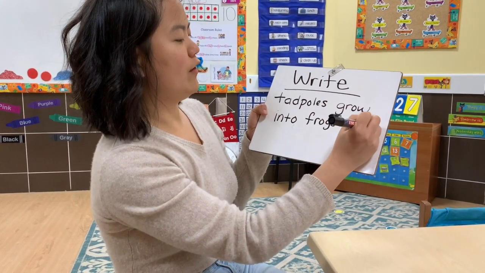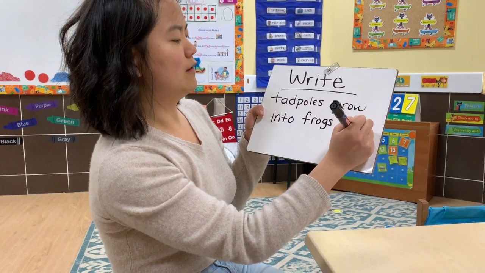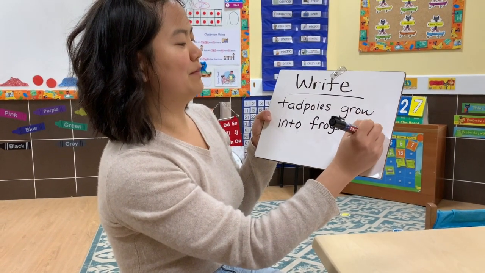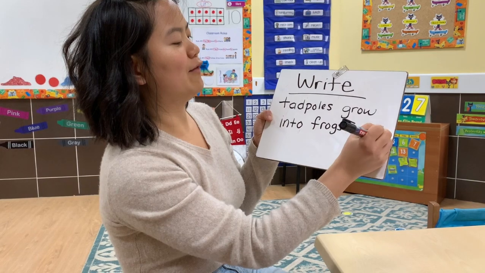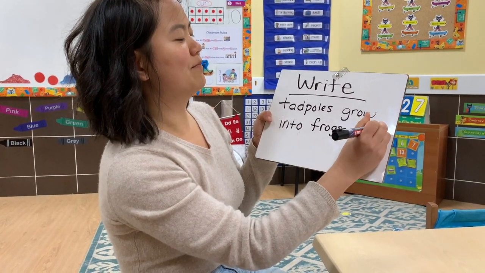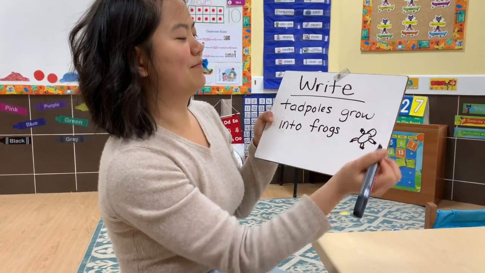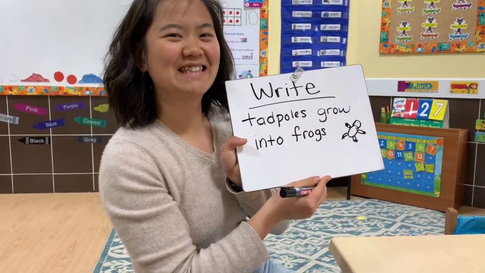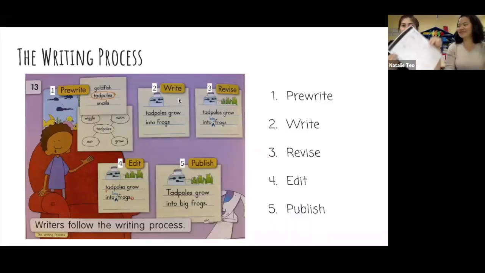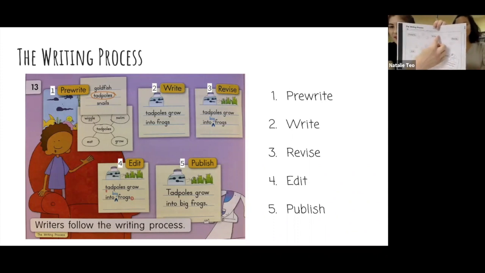I can draw a little frog. I think that's kind of looking like a frog, maybe, maybe not. Find write on your paper. Now color in the paws to get to the third step.